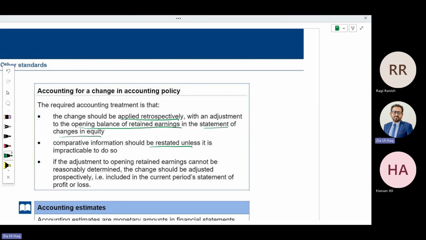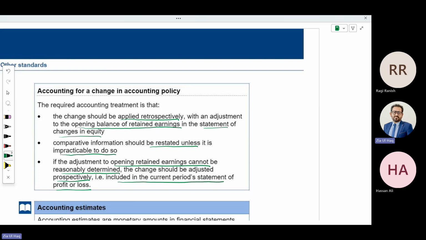Comparative information should be restated unless it is impracticable to do so. Mean prior year figures should also be restated. If the adjustment to the opening retained earnings cannot be reasonably determined, meaning the effect of the change in policy on opening retained earnings cannot be determined properly, then the change should be adjusted prospectively, included in the current period statement of profit and loss account, and so on.